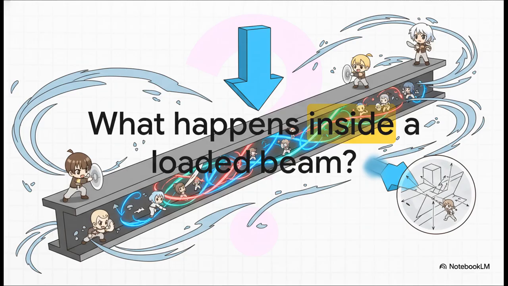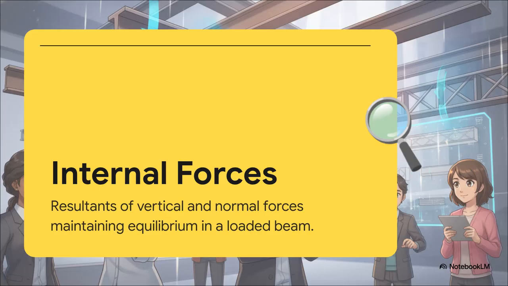I mean, a beam's survival depends entirely on these invisible internal forces maintaining perfect equilibrium against whatever external loads are being thrown at it. When a massive load pushes down, the beam has to fight back. If it doesn't fight back perfectly, well, it fails. So how do we map out that internal battle? We measure this internal tug-of-war using two primary forces, shear forces and bending moments.